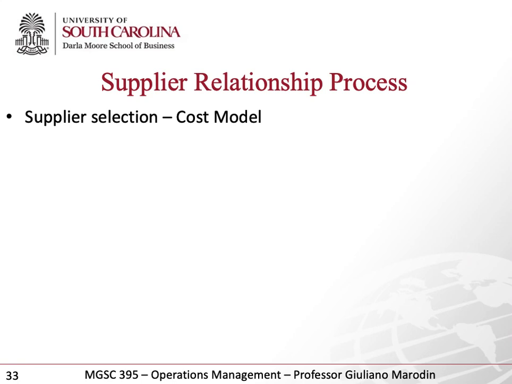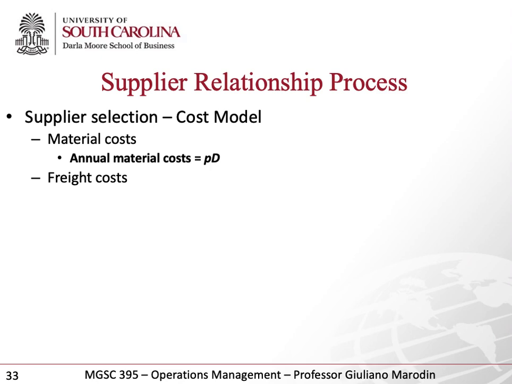So we're now going to begin our fun part, which is math time. We're going to work on a supplier selection that uses what we call the total cost model, right? The total cost model is named like that because it takes into consideration different types of costs to select the best suppliers. So we're going to have a material cost. Material cost will be P times D. P is price. D is annual demand, capital D.